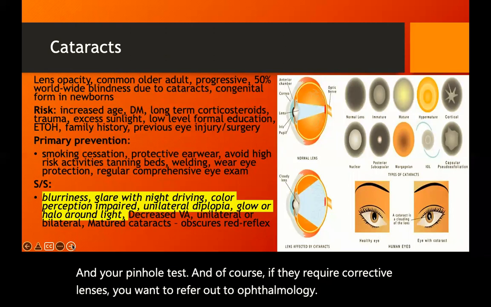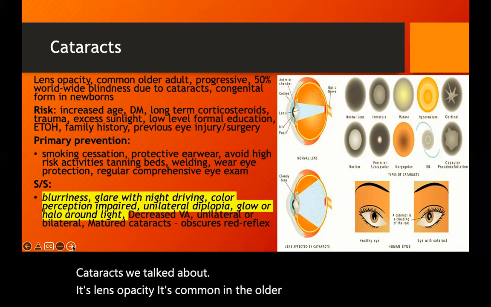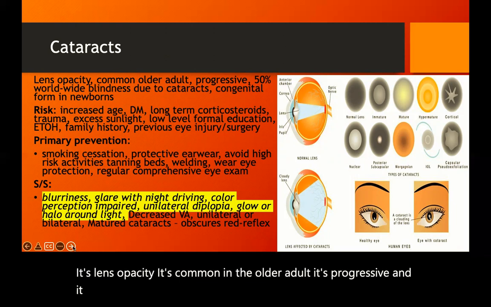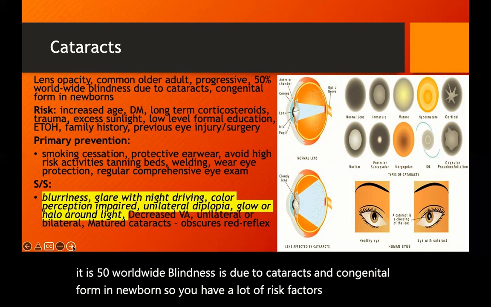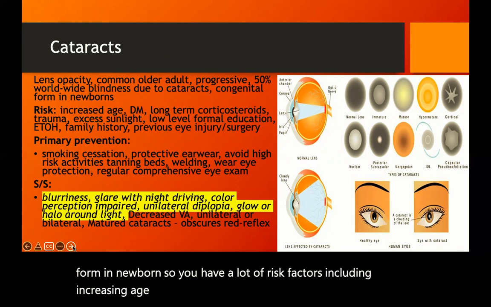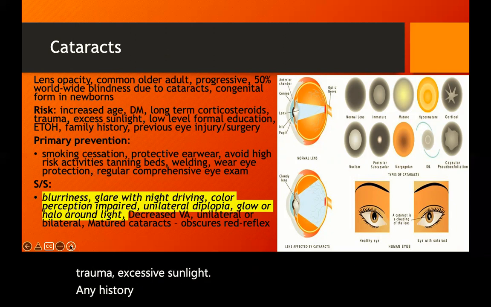Cataracts, we talked about. It's lens opacity. It's common in the older adult, it's progressive, and 50% of worldwide blindness is due to cataracts, and there's a congenital form in newborns. So you have a lot of risk factors, including increasing age, diabetes, long-term corticosteroid use, trauma, excessive sunlight, any history of smoking and or alcohol abuse.